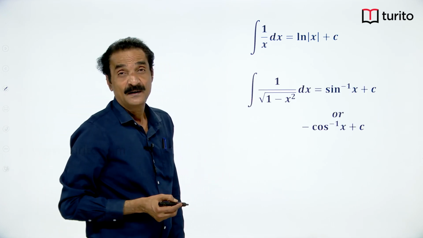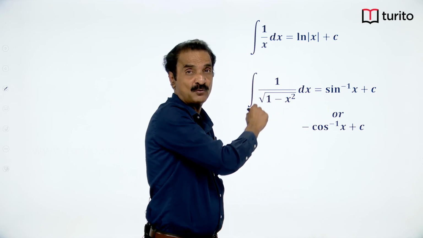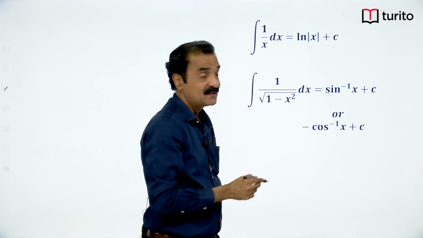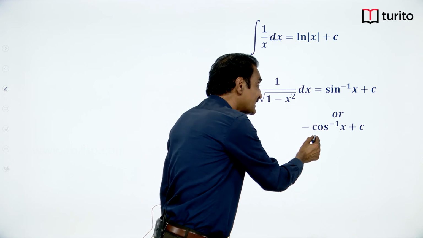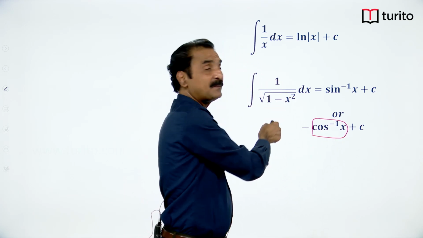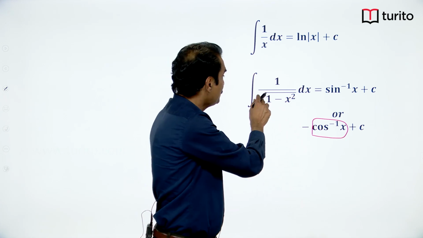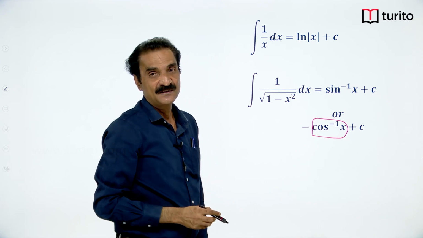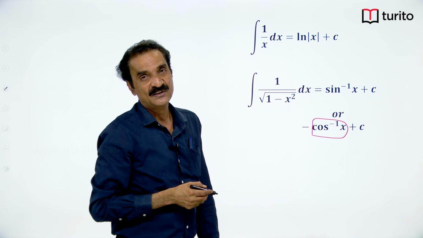Next, we know that the derivative of sin inverse x is 1 by root 1 minus x square. So, the integral of 1 by root 1 minus x square is sin inverse x plus c. The derivative of cos inverse x is minus 1 by root over 1 minus x square. So, shifting that minus sign, we get the integral of 1 by root 1 minus x square is minus cos inverse x. So, we can write sin inverse x plus c or minus cos inverse x plus c.